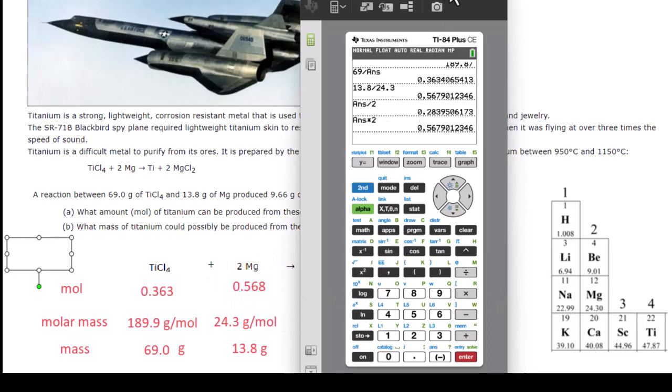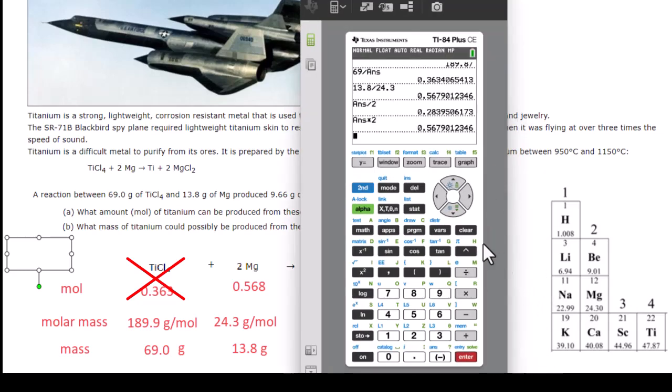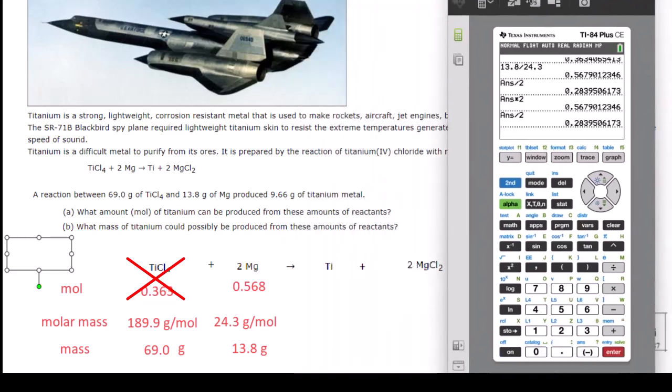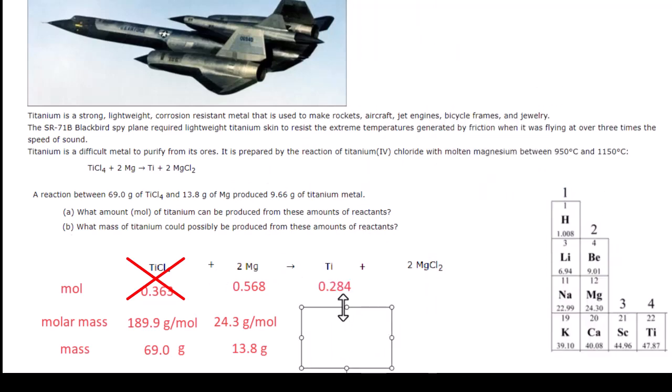Now, what are we going to make? Titanium. To find out how much titanium is going to be made, we will have to use our magnesium, not our titanium tetrachloride. This is what we've got too much of. You have this in excess. So the magnesium rules, because that's going to determine the amount of titanium, and the magnesium chloride, our extra little product that we don't care about right now. We know how to go from one mole to another. You divide by your coefficient, dividing by 2 again, and then we multiply by the new coefficient. And our new coefficient is going to be a 1. And this makes sense. We're going to have 0.284 moles of titanium.